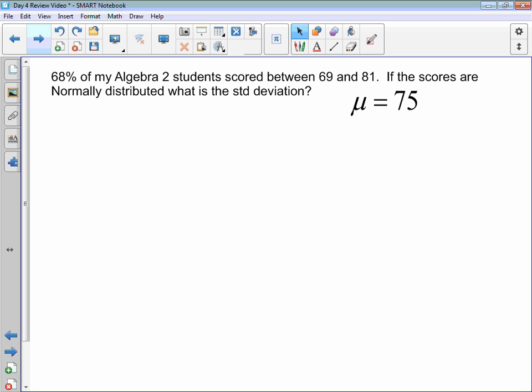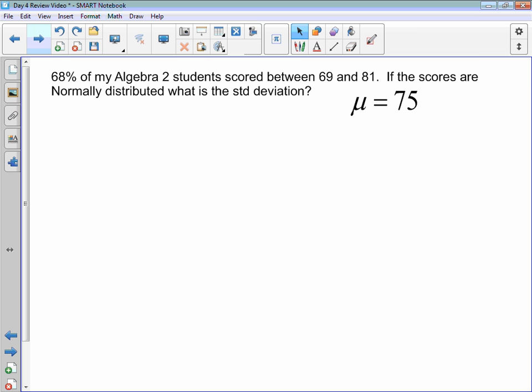68% of my Algebra 2 students scored between 69 and 81. If the scores are normally distributed, what is the standard deviation? Pause for a second. Think about it. There's a hint up here, but pause and come back when you think you have an answer. All right, so you're back.